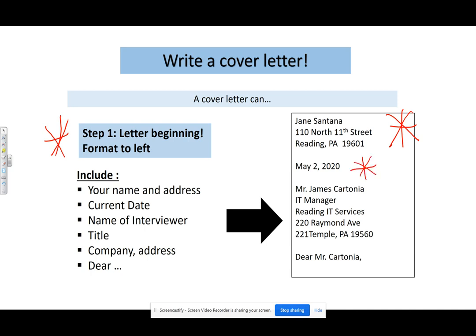The current date, and also who you are applying to. So this would be your name, this would be the date, and this would be the person. So Mr. James Cartonia, he is the IT manager, and his company is Reading IT Services, and we have all of the information on that form. And notice I didn't start with Dear Sir or to whom it may concern. I started off with Dear Mr. Cartonia.